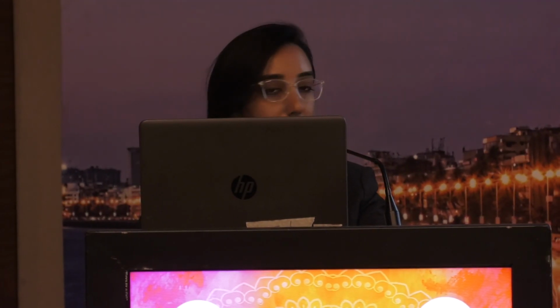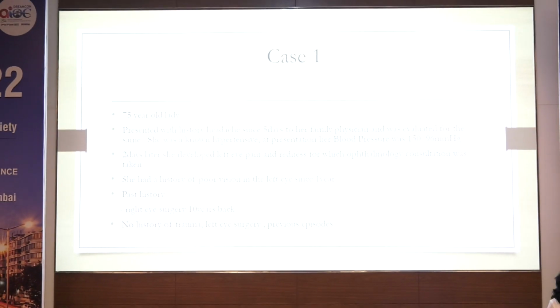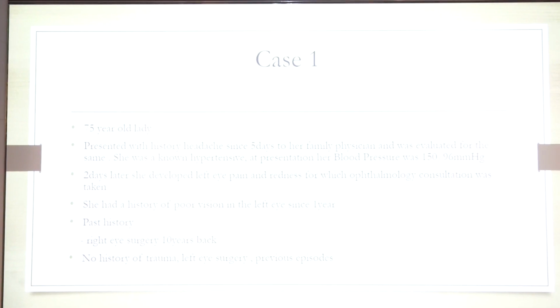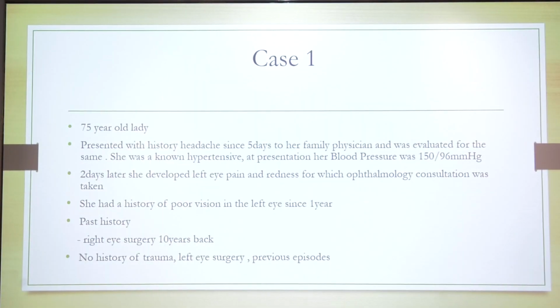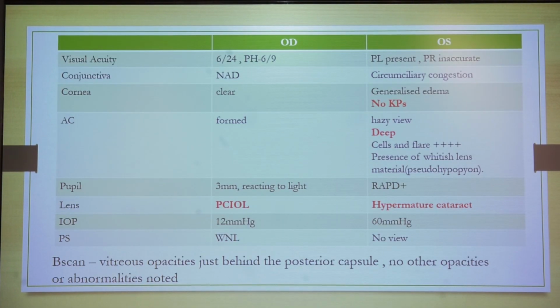So I'll start with a case. It's a 75-year-old lady presented with history of headache since 5 days to a family physician and was evaluated for the same. 2 days later, she developed left eye pain and redness, for which an ophthalmology consultation was taken. She had history of poor vision in the left eye since a year and a past history of right eye surgery 10 years back. No history of trauma, left eye surgery or previous such episodes.